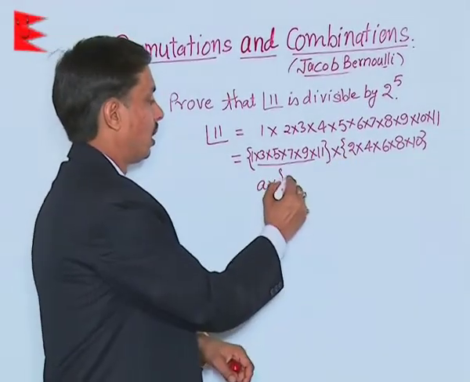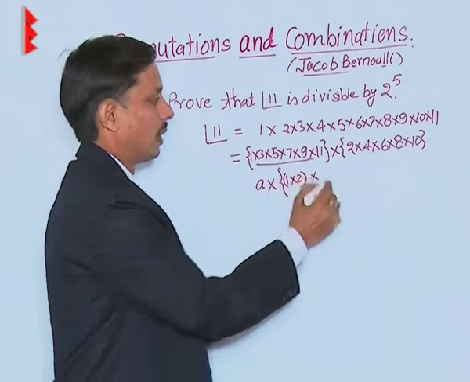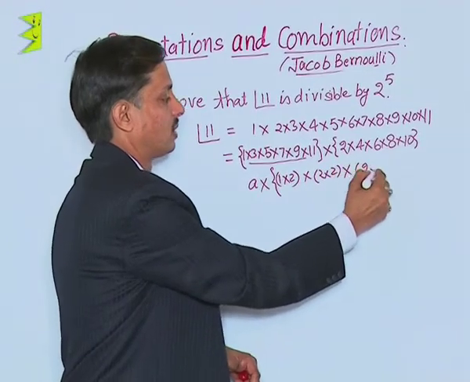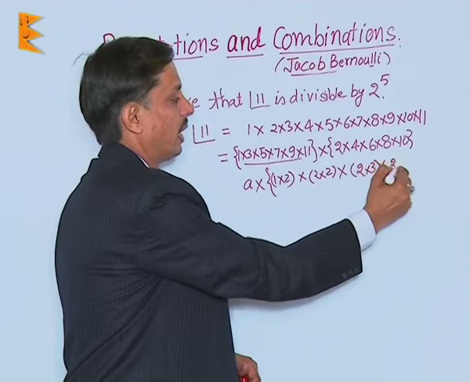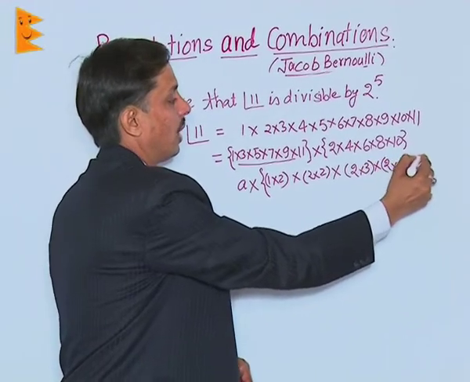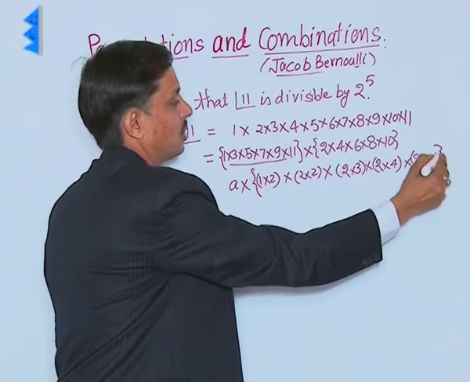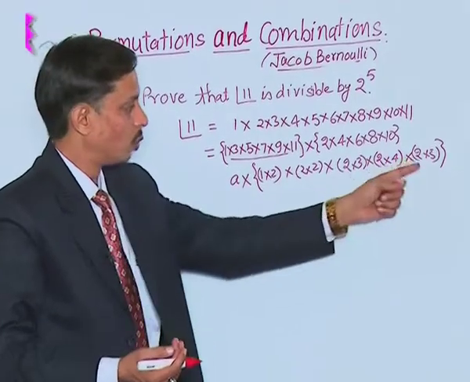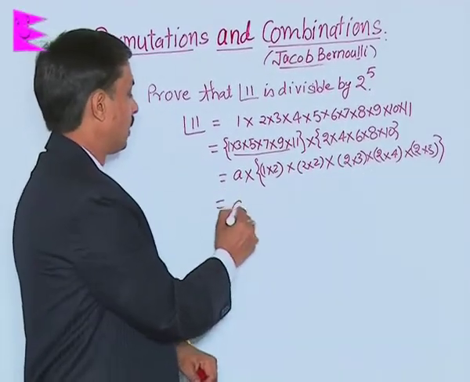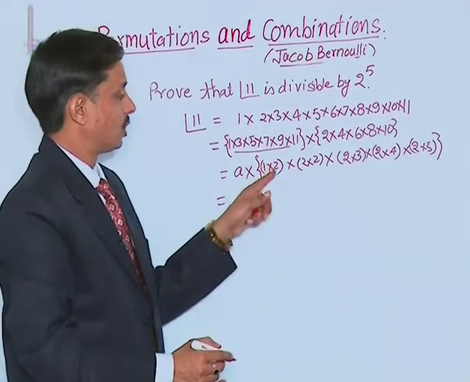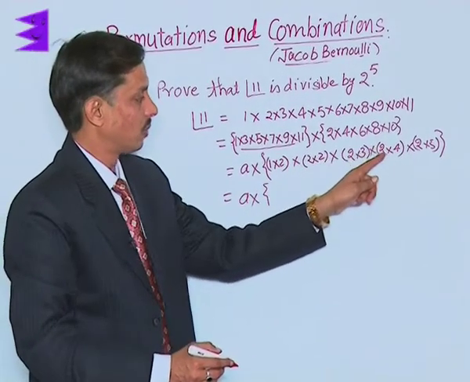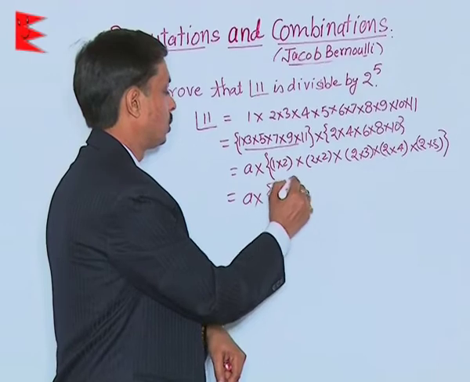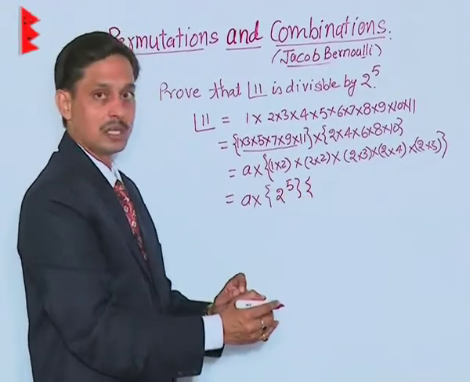2 I can write as 1 into 2. Then 4 can be written as 2 into 2. 6 can be written as 2 into 3. 8 can be written as 2 into 4 and 10 can be written as 2 into 5, because each number was even, so it was the product of 2 in each case. I am finding this is A into 2 once, twice, thrice, 4, 5. 2 is coming 5 times, so I can say it is 2 to the power 5.